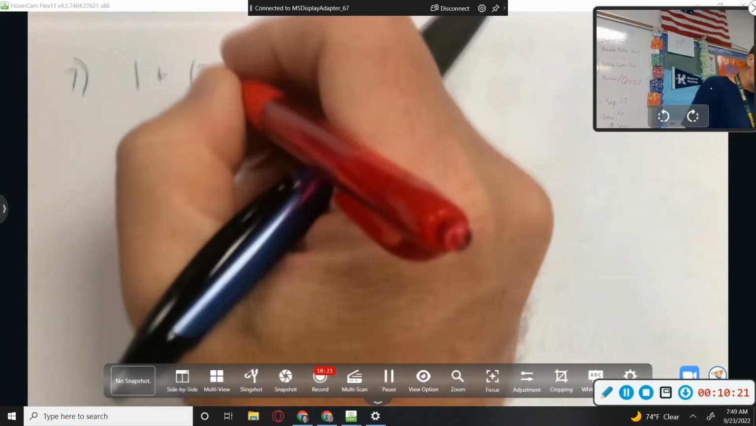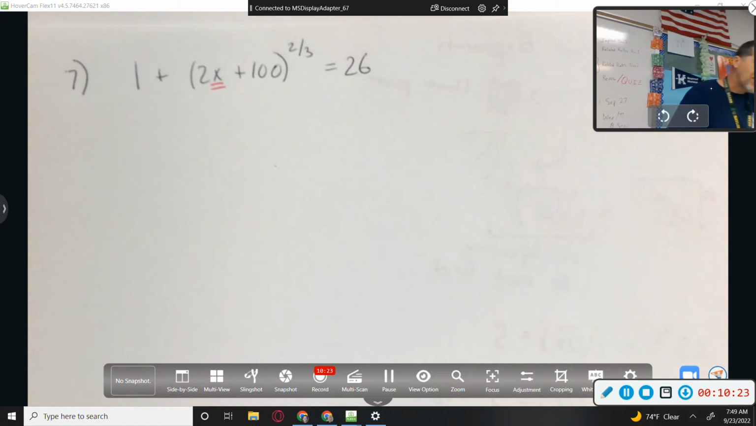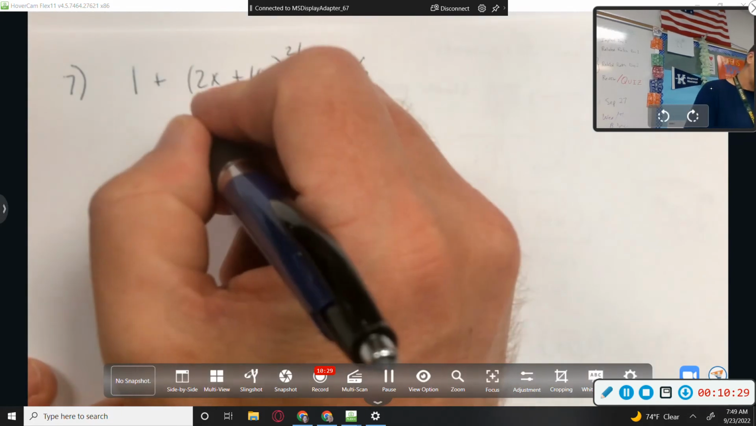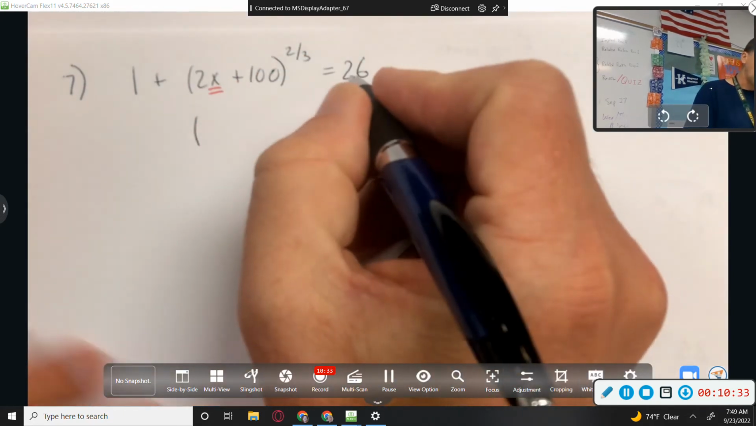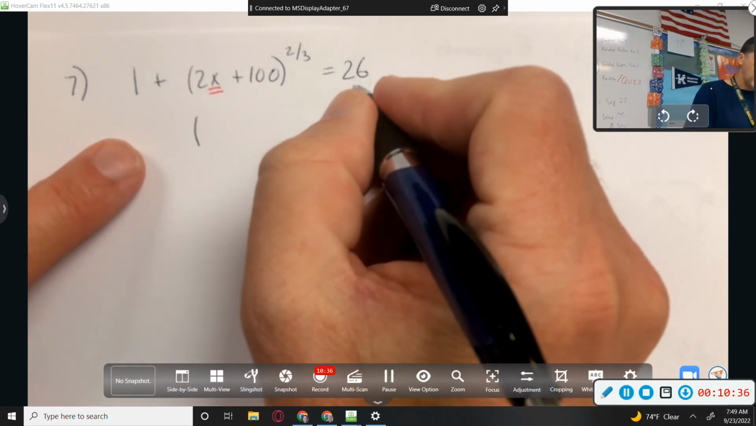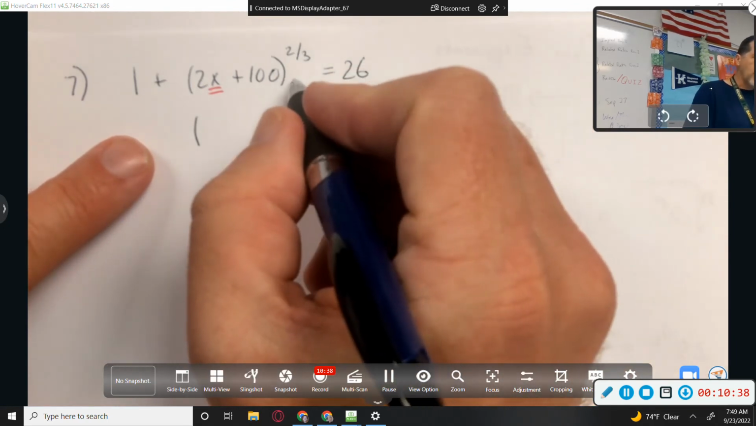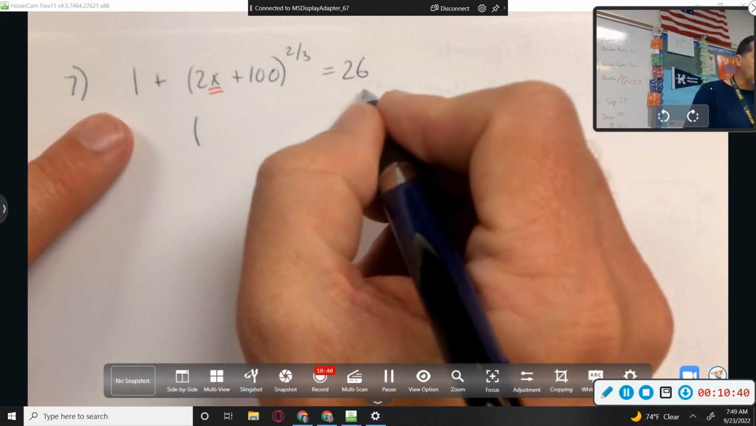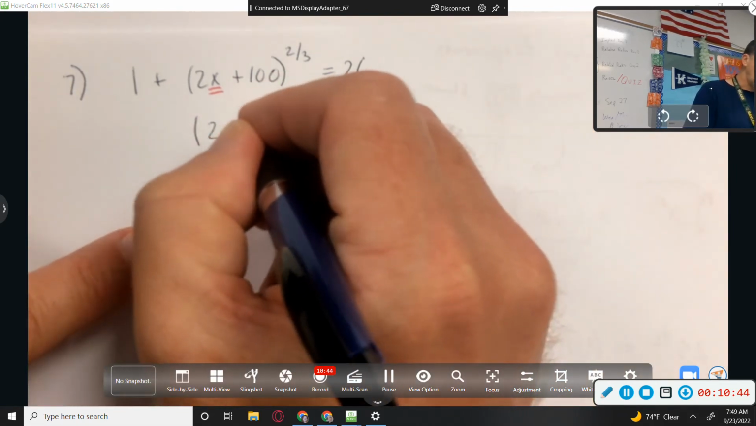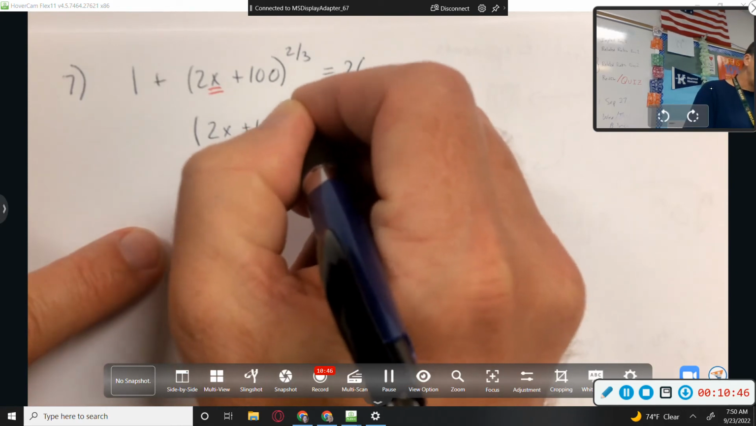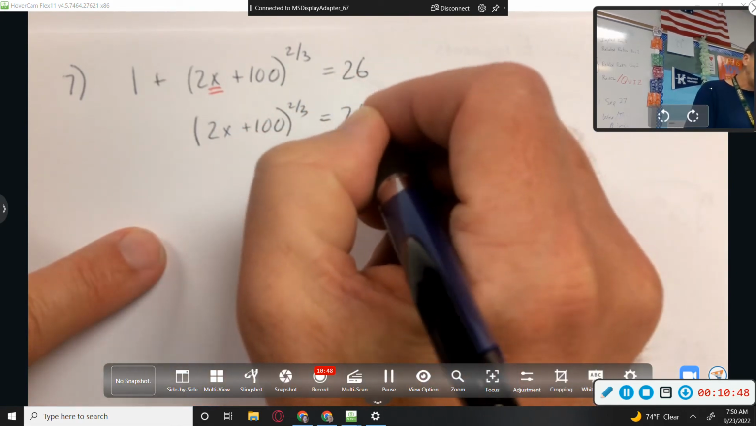So I'm trying to just peel off the layers to get to x by itself. So what should we do first? Subtract the... I wouldn't subtract set it all to 0, right? I would not on this one. I would subtract 1 to get it equal to 25. 2x plus 100 to the 2/3 equals 25.